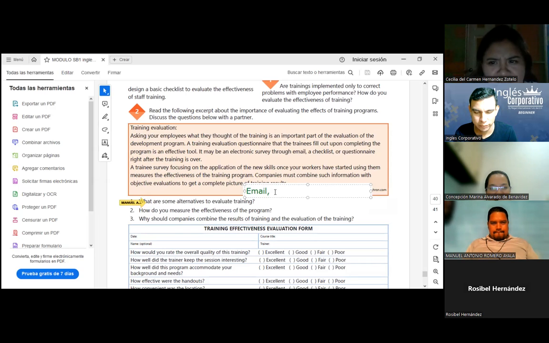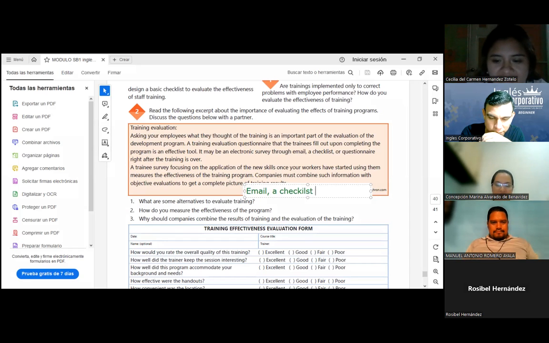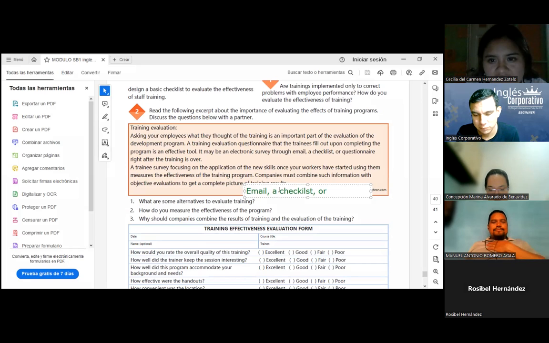Manuel, usted está escribiendo. Sí, pero no se puede. ¿Y cómo puedo regresar? No sé. Check, please. Espérame, voy a terminar esta. Después me dice. Bueno, me voy a perder.